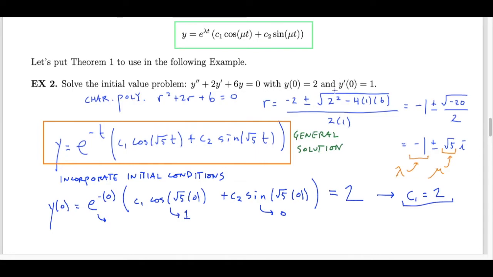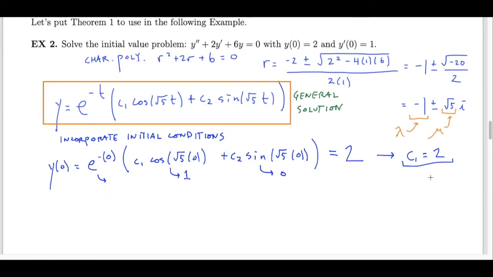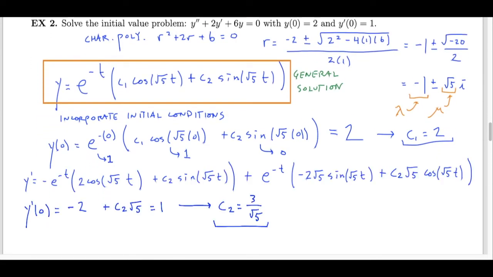To plug in my second initial condition, I need to find y prime. That is, I need to differentiate this general solution. This is a little bit more involved, so let me go ahead and work through these steps. As I said, these calculations are a little bit more complicated. Here I have calculated y prime, and just double check that I have correctly applied the product rule, since I've got a function here as well as this function in parentheses.